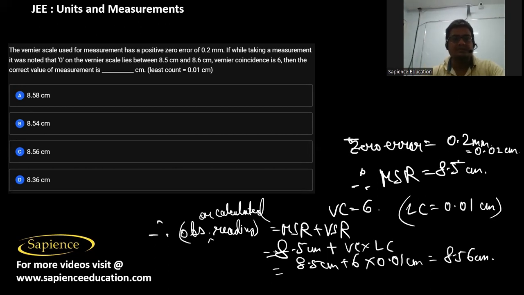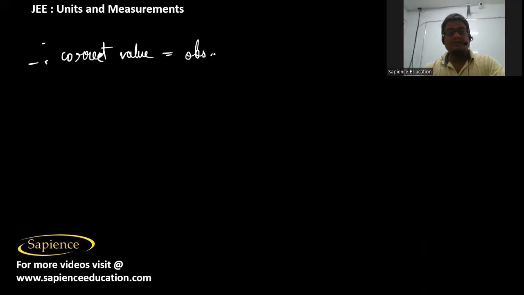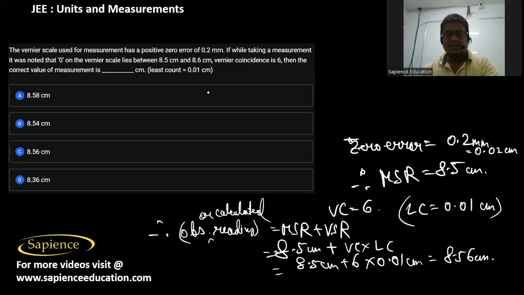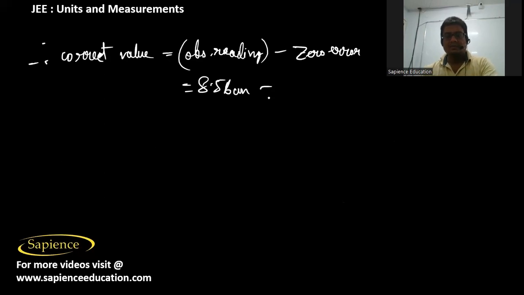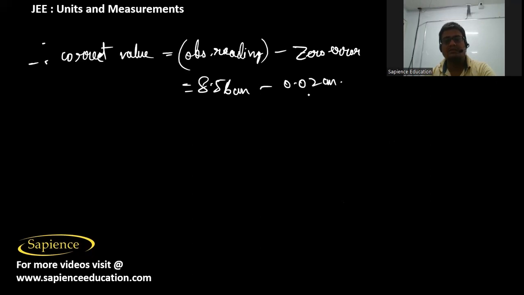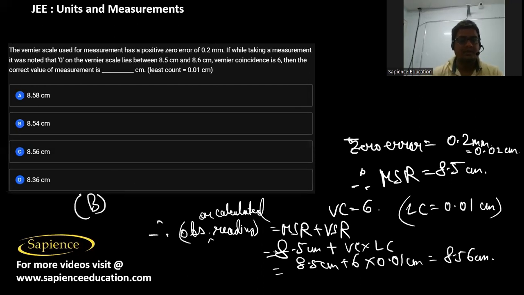Now the zero error is 0.02 centimeter. Therefore, the correct value of the measurement will be equal to the observed reading, or the observed value, minus the zero error. So the observed reading is 8.56 centimeter minus the zero error, which is 0.02 centimeter. So this will be equal to 8.54 centimeter. So option B is the correct answer.